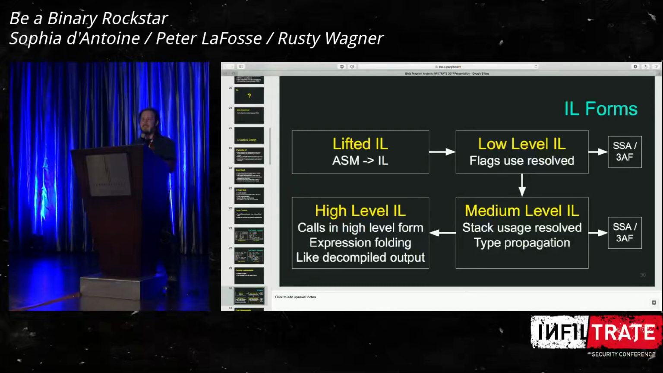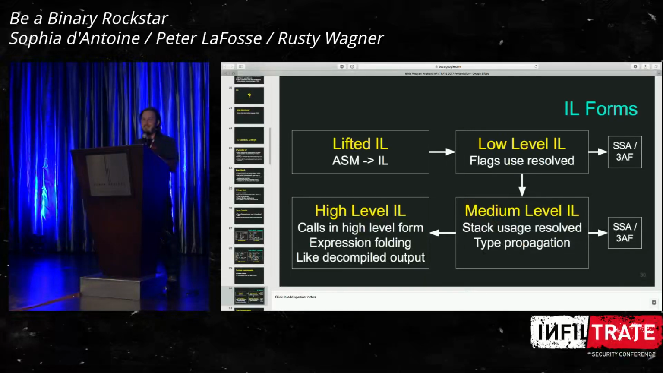First, you start with lifted IL. This is what the architecture plugin would take from assembly and convert to IL. Then we resolve the flags usage of that assembly, and that becomes low-level IL, and that's what you saw on the previous slides. Then, of course, you have the SSA form of that if you need to answer data flow queries. And then we translate that to medium-level IL. Here we actually resolve the stack usage, so stack variables become just regular variables at this point, and we also run type propagation at this stage.